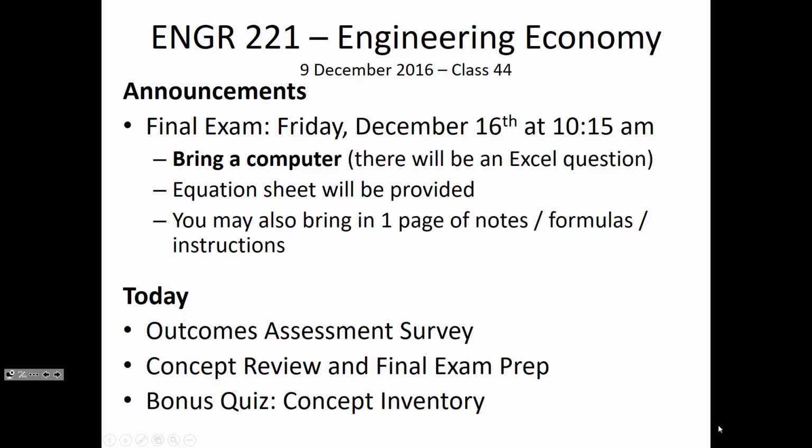I'll provide the equation sheet, and the equation sheet I'm going to provide is very similar to the one I've handed out today. It's got these formulas on it. It'll also have a couple of factor tables in the likely event that you have questions that use those. And in addition to all that, you can also bring a page of your own notes, equations, and so on. So any questions about the final exam?